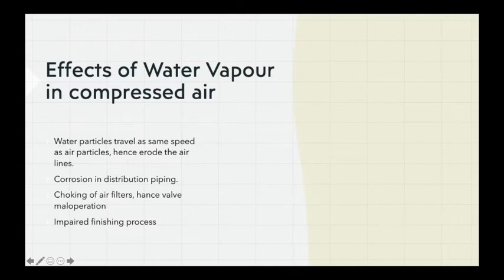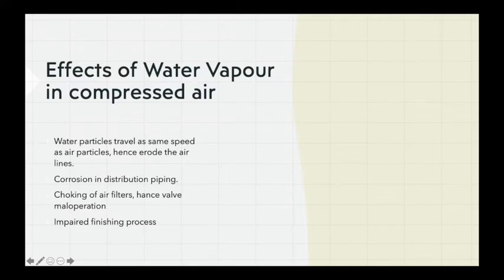So how does this water vapor in compressed air affect us? Since these water droplets travel at the same speed as the air particles, while moving through the pipe these particles erode the air lines, thus reducing the life of a pipe. At the same time, vapor when present in liquid form along with air increases the chances of corrosion of piping, thus again reducing the life of the system.